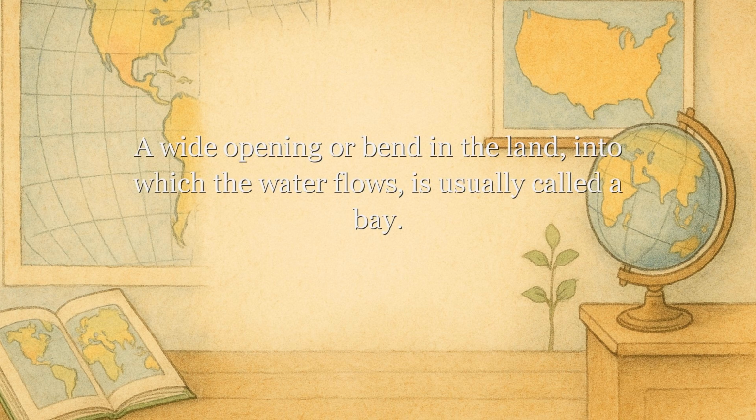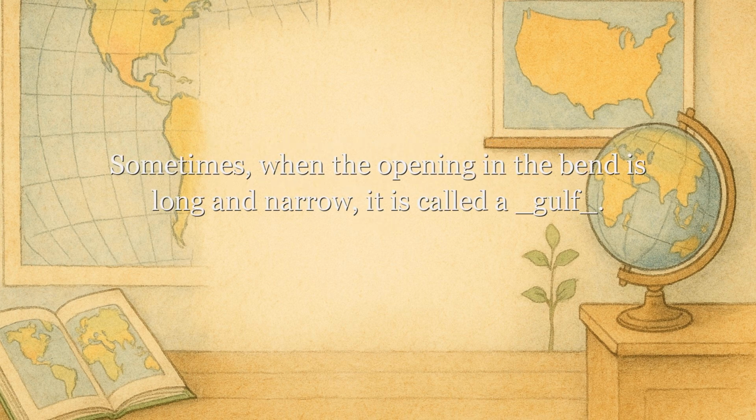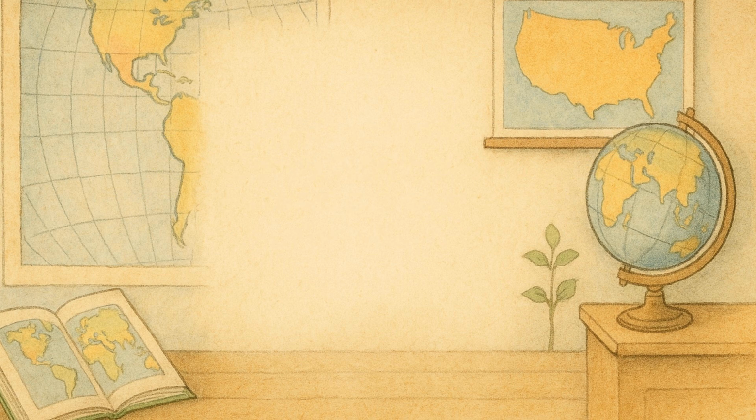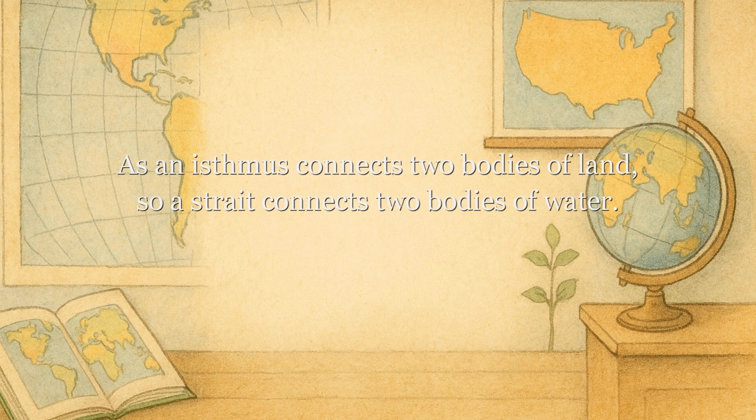A wide opening or bend in the land, into which the water flows, is usually called a bay. Sometimes, when the opening in the bend is long and narrow, it is called a gulf. On the next page is shown a narrow strip of water joining two larger bodies of water. The name given to this narrow passage is strait, a word meaning narrow. As an isthmus connects two bodies of land, so a strait connects two bodies of water.